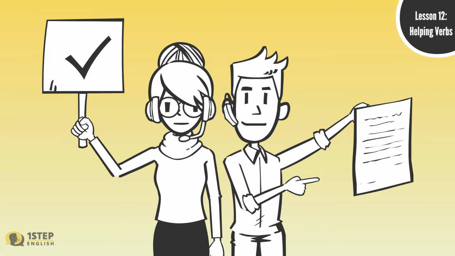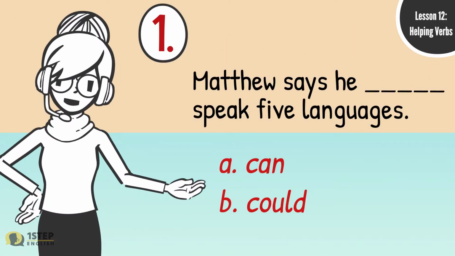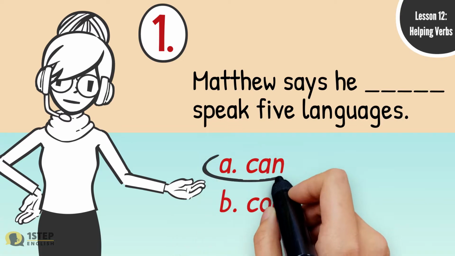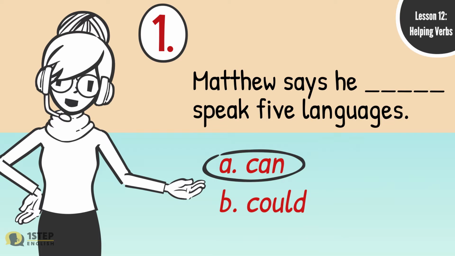Let's test your knowledge. Choose the letter of the correct answer. 1. Matthew says he, blank, speak 5 languages. A. Can. B. Could. The correct answer is letter A. Can. Matthew says he can speak 5 languages.